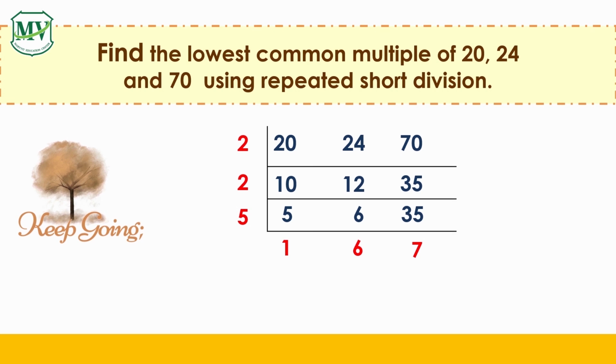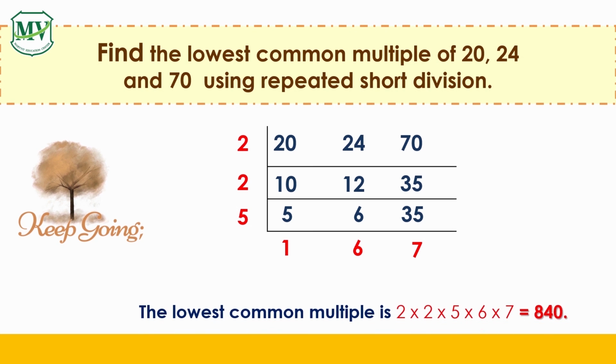Is there a common factor for 6 and 7? Indeed, there is no common factor for 6 and 7. So we will now multiply the factors to get the lowest common multiple. The lowest common multiple is 2 times 2 times 5 times 6 times 7 equals 840.